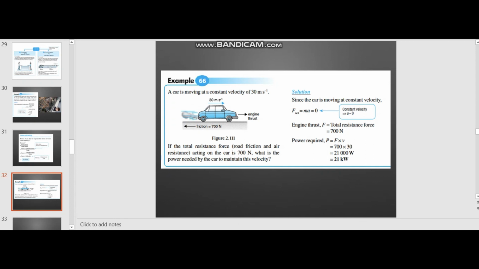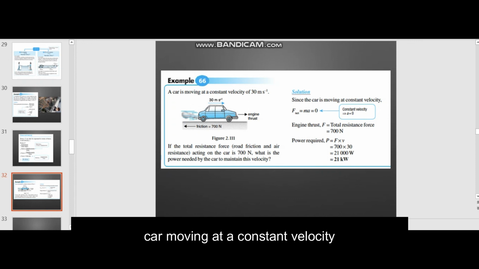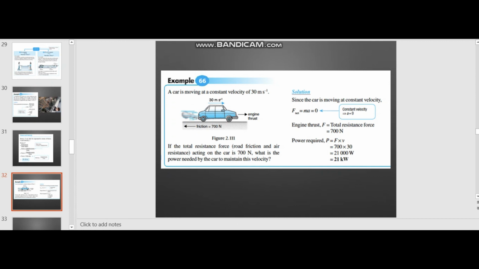So the solution is, since the car is moving at a constant velocity, the F net, or the resultant force, is equal to 0. So the total resistance force, which is F, acting to the opposite side of the moving car, is 700 Newton, and the power required for the car to move forward is F times V, which is 700 times 30. So the answer will be 21 kilowatt.